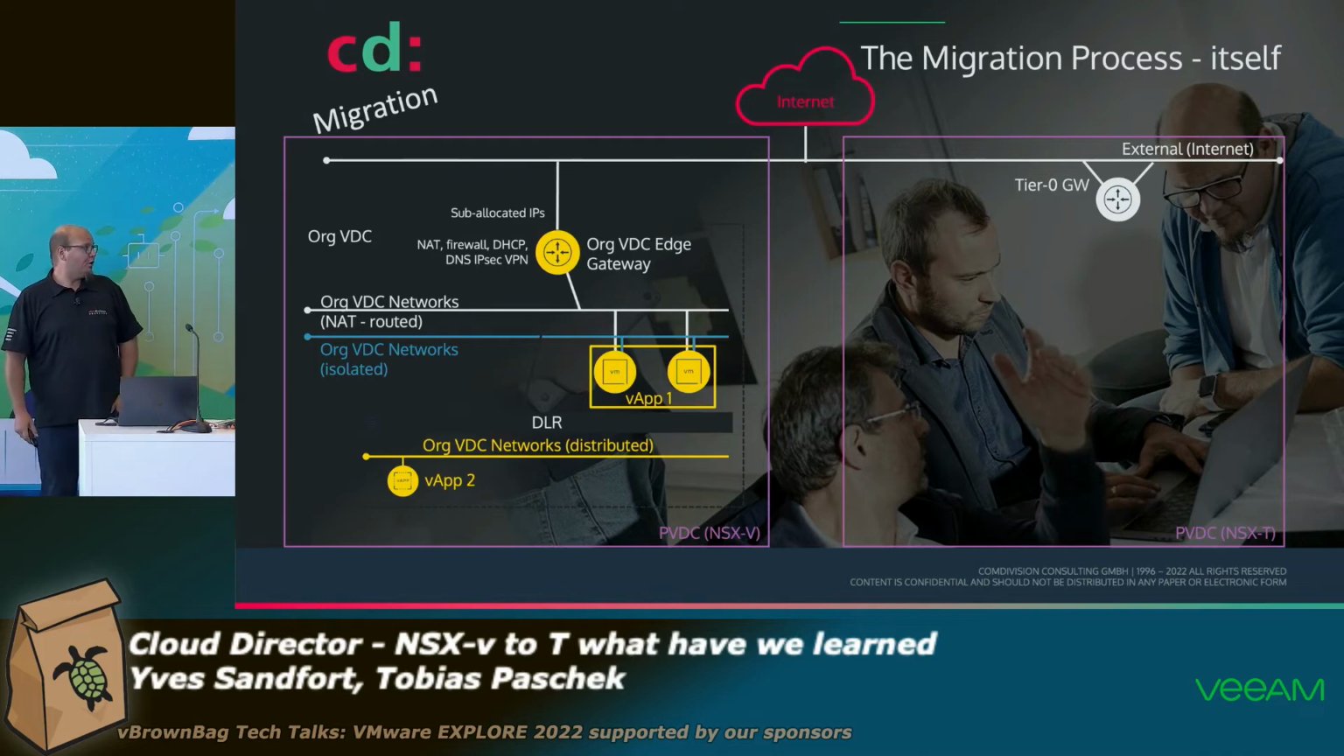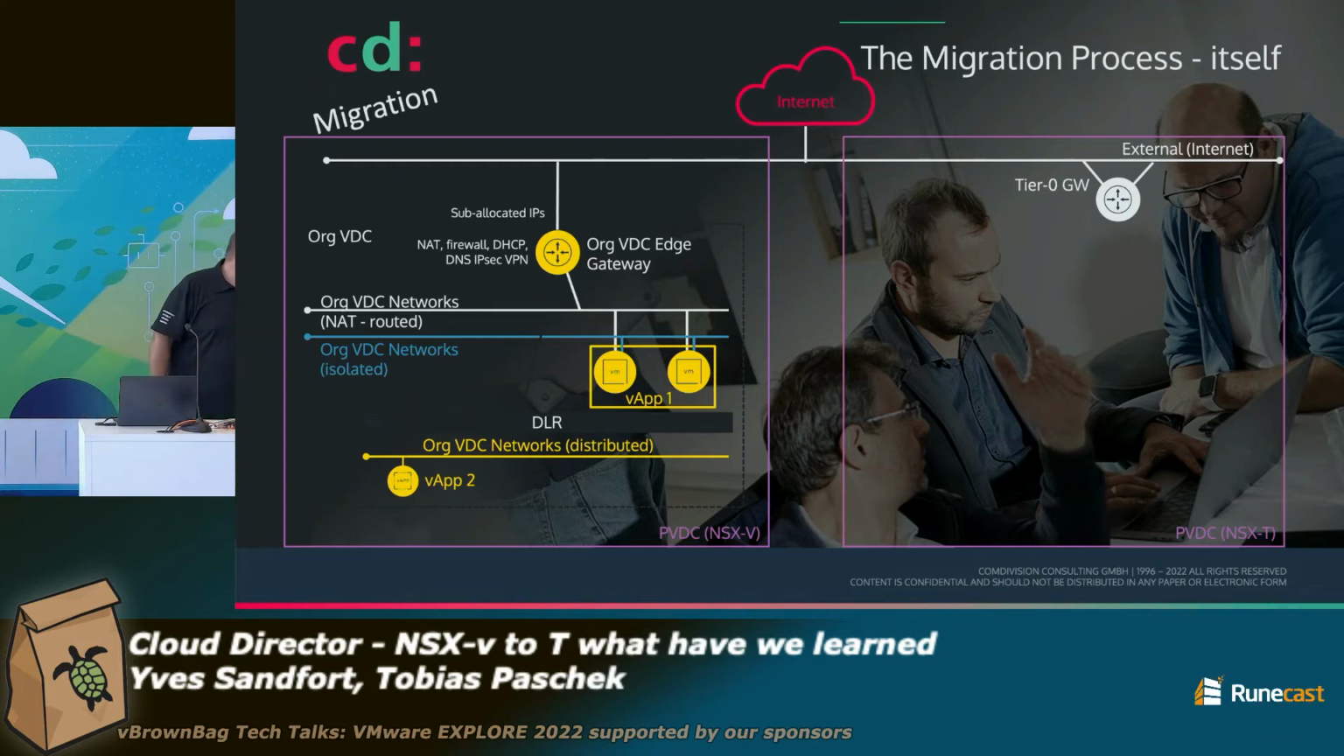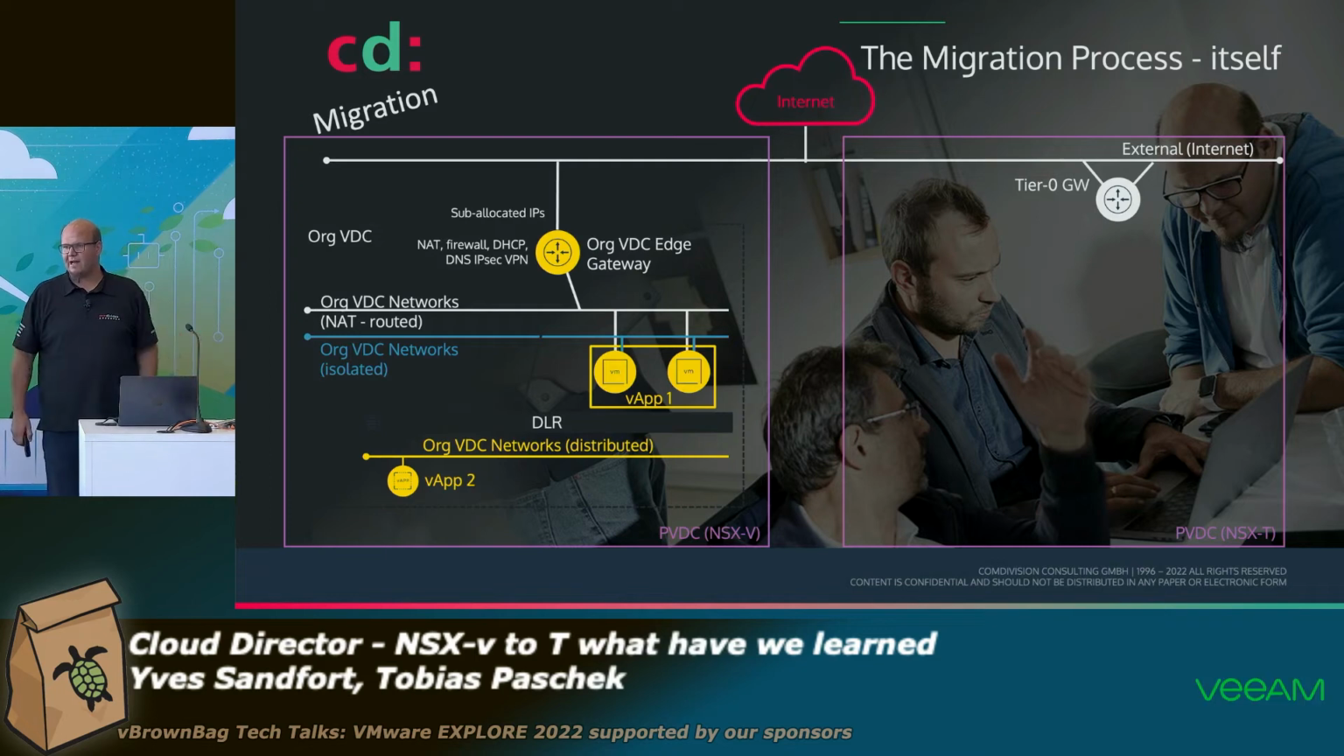The migration process itself. So let's have a look at what we have. At the starting point, we have a traditional organization VDC. So we have our customer. Our customer is using his edge service gateway. The edge service gateway is connected to my distributed logical router, and we have a bunch of VMs. So a normal Cloud Director environment, what we know nowadays.